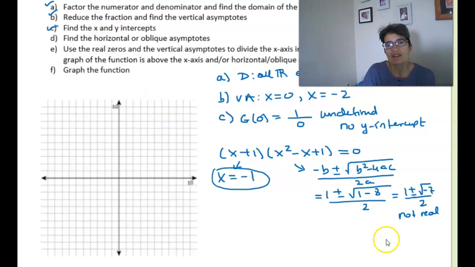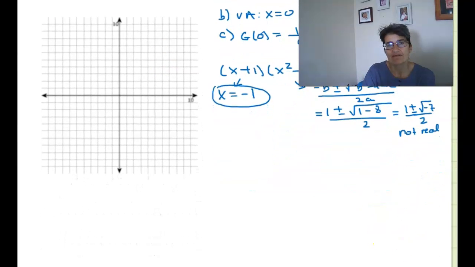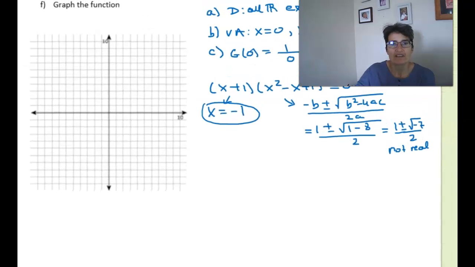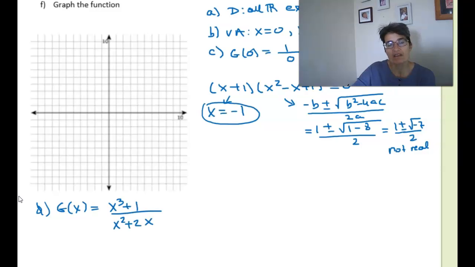Alright, let's look at horizontal or oblique asymptotes. Let me copy down the function here again. We're at d here. So we have g of x equals x cubed plus 1 divided by x squared plus 2x. So compare the degrees of the top and the bottom. We notice that the degree of the top is exactly 1 more than the degree of the bottom, which means there's going to be an oblique asymptote.